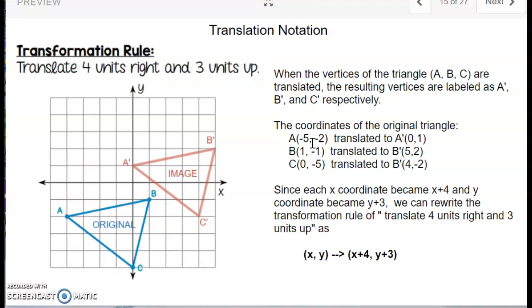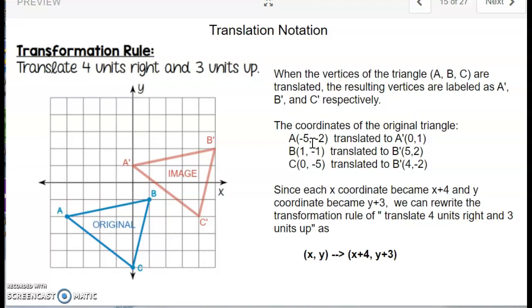So 4 units to the right is moving in x, because left and right is the x coordinate. Up and down is the y coordinate, right? So moving to the right is the positive direction. So we are adding 4 to the x. Moving up is y increasing as you go up. So we are adding 3 to the y as well.